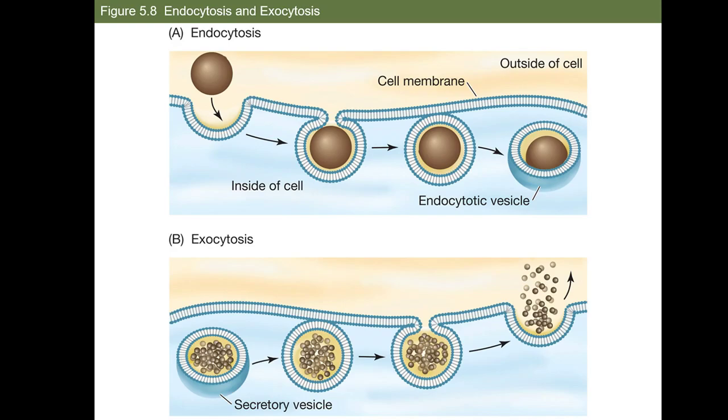So here are more pictures of endocytosis. You can see how it moves around the particle here and takes it into the cell. And here you can see how the secretory vesicle goes up to the cell membrane and releases the stuff into the environment or the outside of the cell.